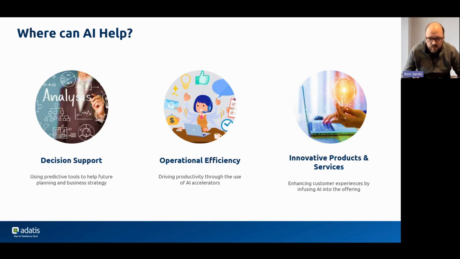The first is decision support, which is where we're looking to use AI or machine learning to analyze lots of disparate data sets and summarize them so that we can make a prediction or provide us with the information that's needed to make a decision. The second is around operational efficiency, and that's where we're looking to use AI to improve our productivity by automating some of those mundane manual tasks that take up lots of our time.